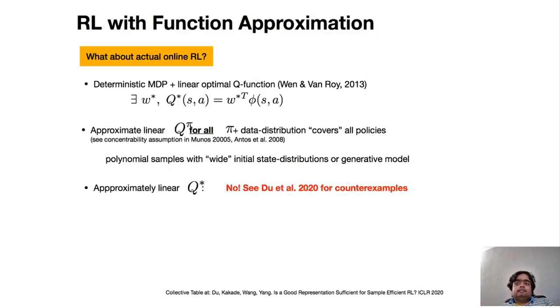Then there's this recent paper from Simon Du et al. in 2020 that shows that if you have approximately linear Q star, which means that the optimal Q function is close to, or can be represented approximately well enough using your linear function, but not exactly, then you cannot converge. You'll find that you need more than polynomial, exponentially many samples to be able to learn a Q function. And when I say exponential, it's really exponential in the horizon.